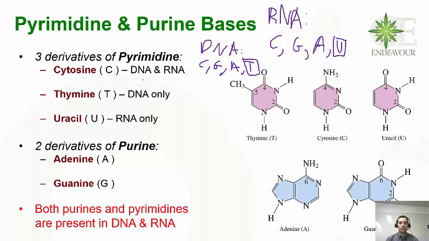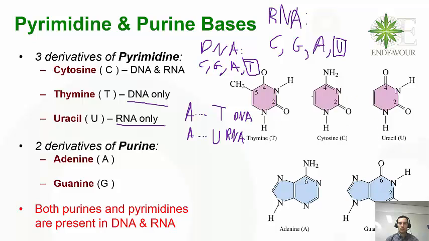So you can see that summarized here. Uracil is RNA only, whereas thymine is DNA only. So remember I showed you at the start that adenine pairs with thymine. So this is occurring in our DNA, whereas in our RNA, adenine actually pairs with uracil. So we have our cytosine, thymine, and uracil being our pyrimidines. So these have our smaller structures.